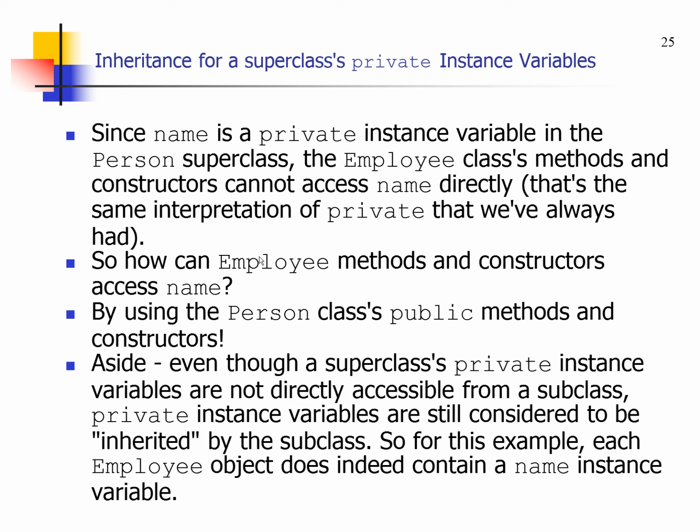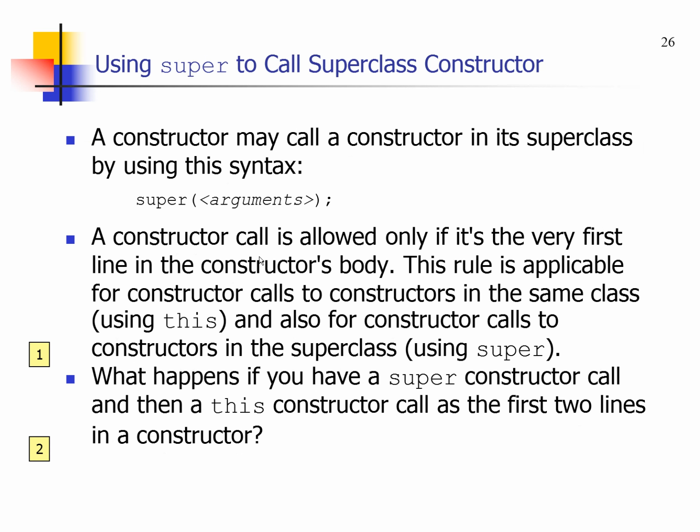Since name is private, we can't access it, so we have to use super to get that. They should mention here somewhere. There it is, super. A constructor may call a constructor in a superclass by using the syntax super in the arguments. It says a constructor call is allowed only if it's the very first line in the constructor's body. This rule is applicable to constructor calls. So we pretty much talked about that already.